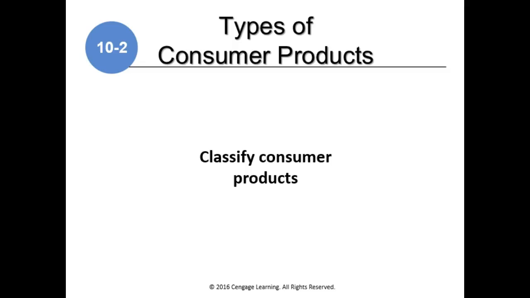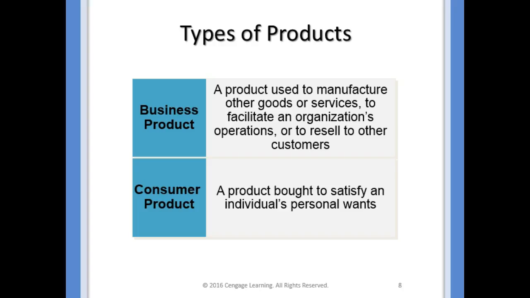So what I want to do is jump ahead a little bit to talking about different classifications or types of consumer products. Remember, consumer products are the ones that are made to satisfy needs or wants of a consumer, the end user. Business products are used to often manufacture other goods or services by a company, not used by the end user then.